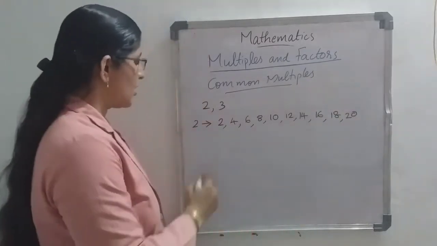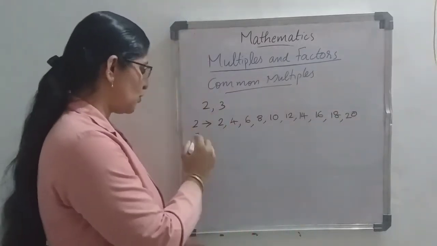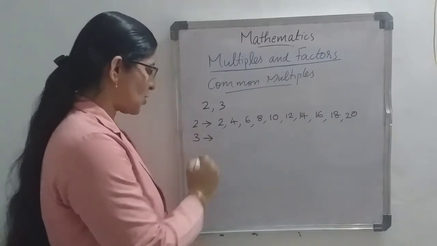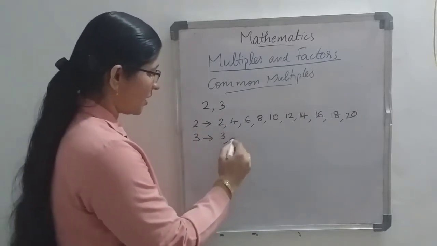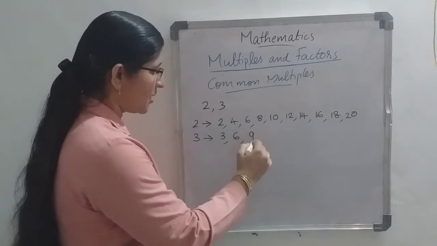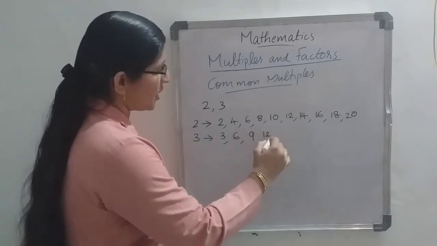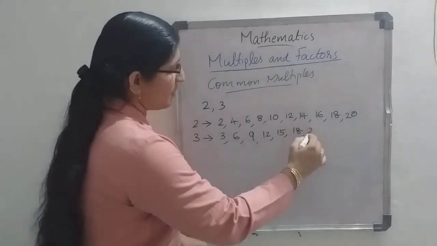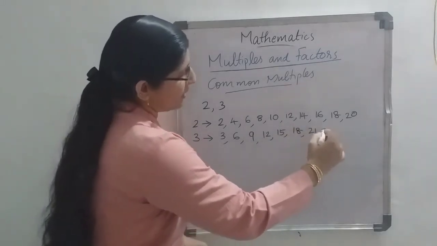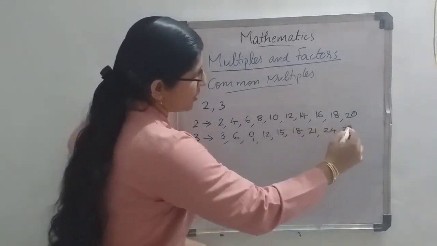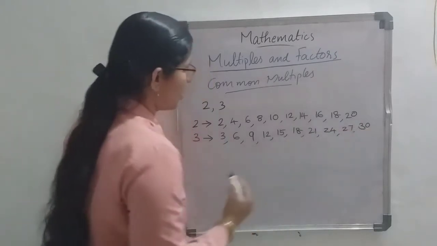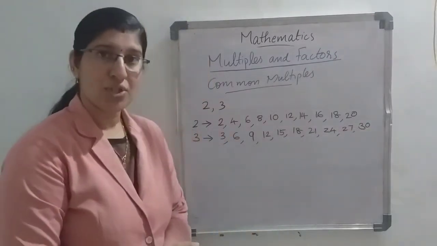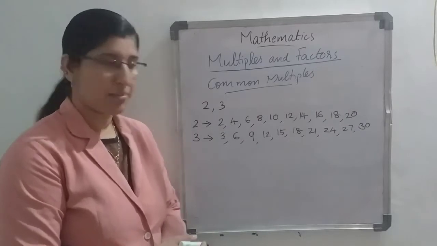These are the multiples of 2. Next we need to write the multiples of 3. 1 3 is 3, 2 3s are 6, 3 3s are 9, 4 3s are 12, 5 3s are 15, 6 3s are 18, 7 3s are 21, 8 3s are 24, 9 3s are 27, 10 3s are 30. So we need to find out the first 2 or 3 common multiples only.